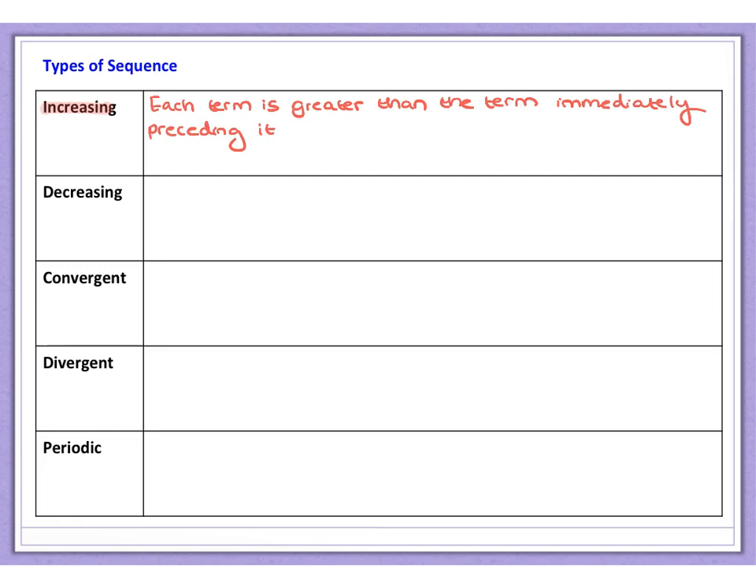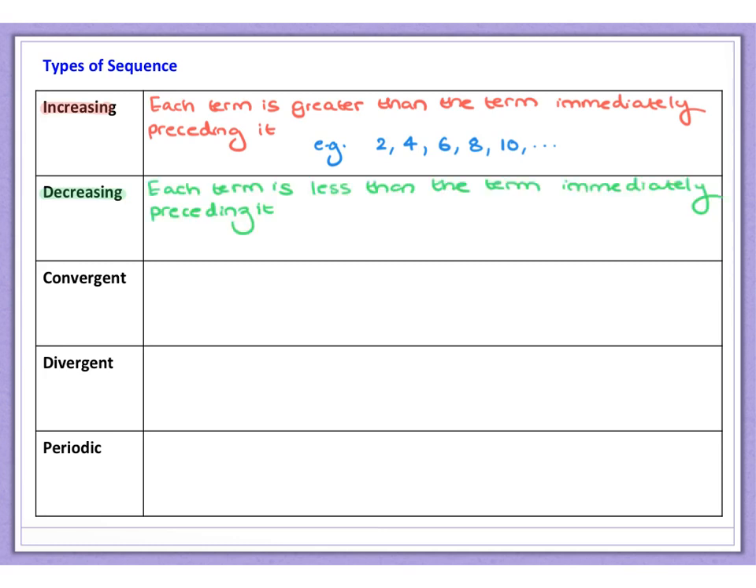So an example could be something like this: 2, 4, 6, 8, 10. A very simple example of an increasing sequence. Now, a decreasing sequence, again, very simple type of sequence, each term is less than the term immediately before it. So, for example, if we have 20, 10, 5, 2.5, this is an example of a decreasing sequence.